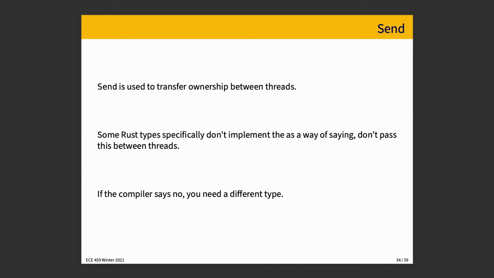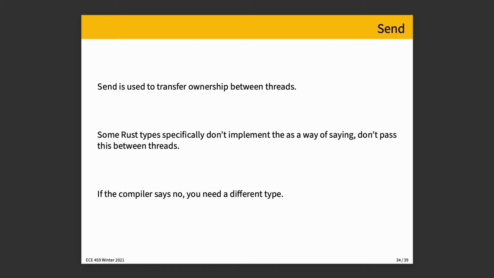About send. Send is used to transfer ownership between threads, so it's a way of saying it is okay if you do this. This is usually the default, but some Rust types very specifically choose not to implement it as their way of telling you, please don't pass this between threads. If you are looking at something like that and the compiler says, no, it doesn't implement send, it's a hint that you need to use a different type.